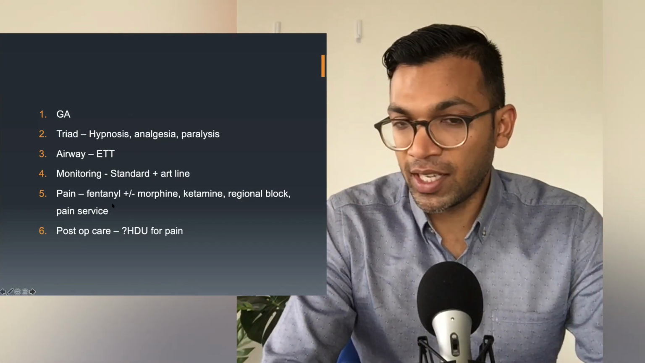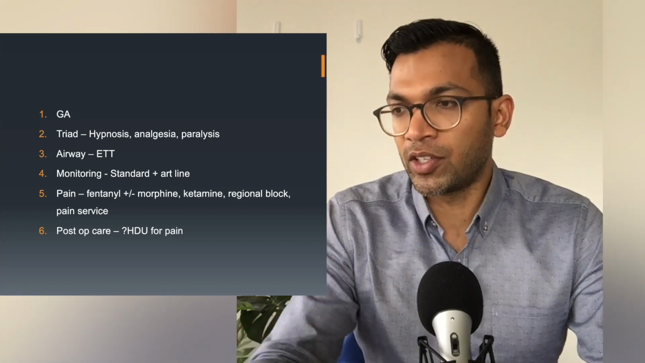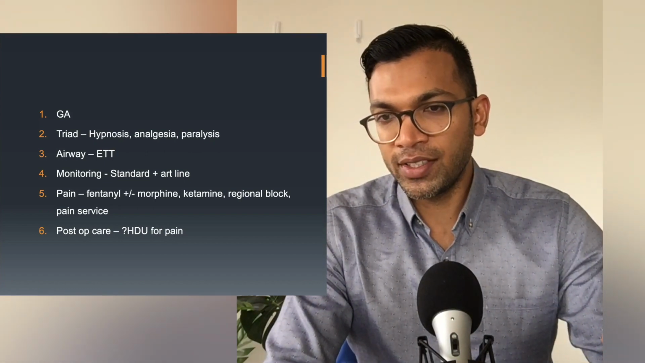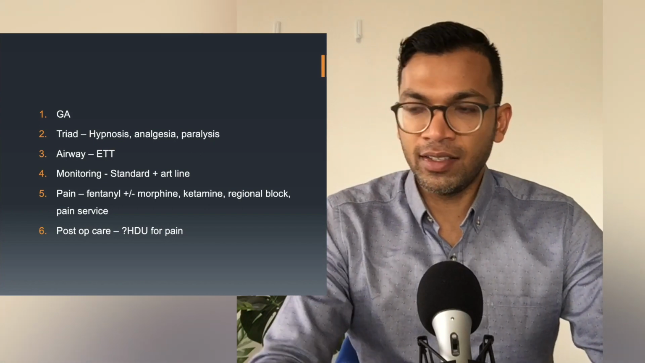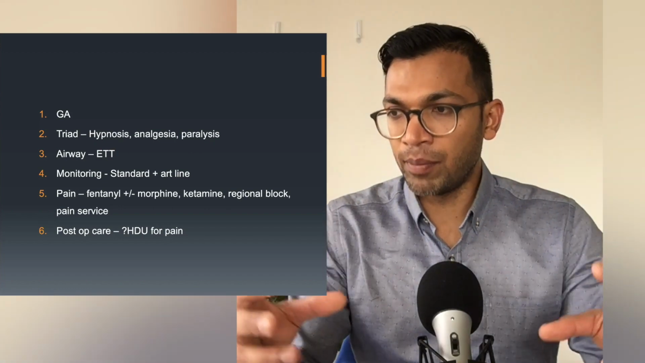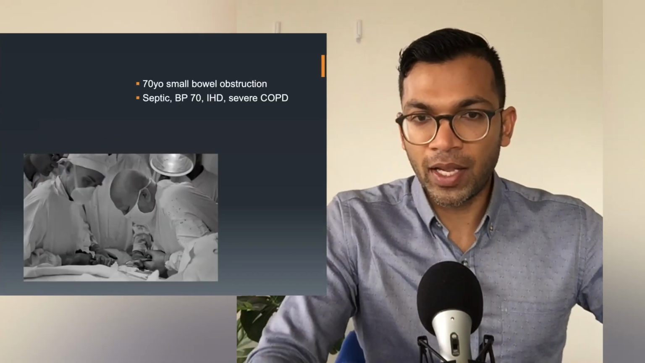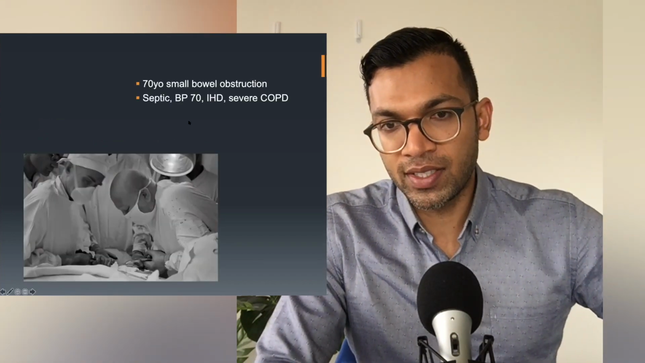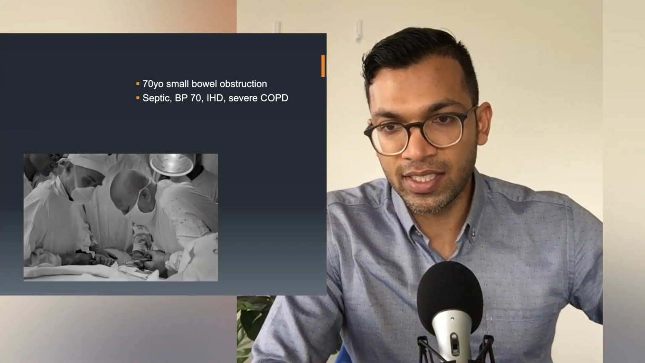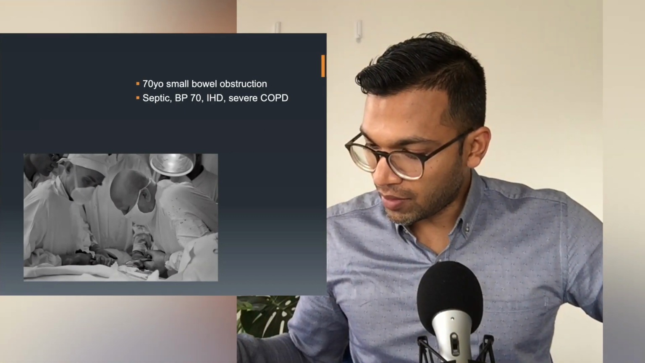And post-op care, potentially HDU because of complex pain reasons, and if there's bad lung disease as well, on top of a complex patient. Let's say you have a 70-year-old full bowel operation, that's moderate complexity, add in lung disease, add in post-op pain issues, and suddenly you have enough individual reasons combined to make it complicated enough for a HDU setting. Say you have a 70-year-old with bowel obstruction, septic, blood pressure of 70 and having ischemic heart disease and severe COPD. Think about your pain plan for that. Maybe during the break, think about that scenario.